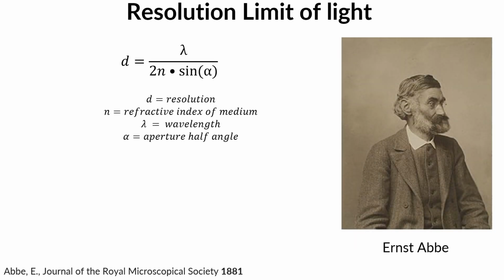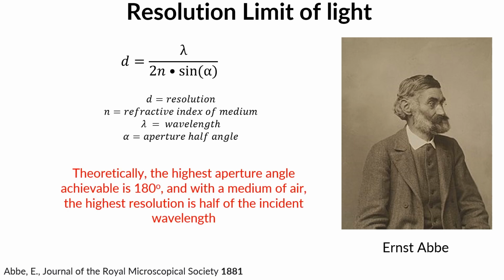The light microscope revolutionized biology, as it allowed us to see into the world of cells. However, seeing anything smaller, such as viruses or nanoscale features, remained elusive to us, and this is because of the resolution limit of light. In 1873, Ernst Abbe made this relationship where the resolution is dependent on the wavelength and the aperture half angle of the microscope. In fact, theoretically, the highest resolution that you can get in a light microscope is half the incident wavelength.